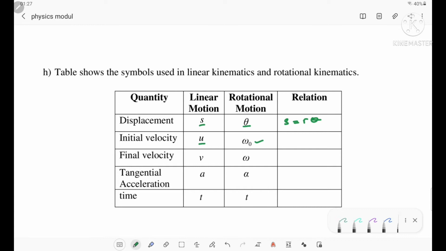The relation is u is equal to r omega naught. For the final velocity, we have v, and for the rotational motion, we have omega. And we get v is equal to r omega for the relation. For the acceleration, the linear motion symbol is a, but for the rotational motion, we have alpha. And a t, or tangential acceleration, is equal to r alpha.